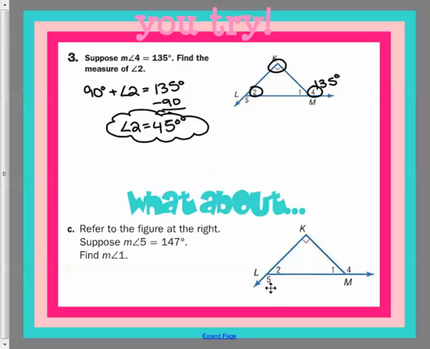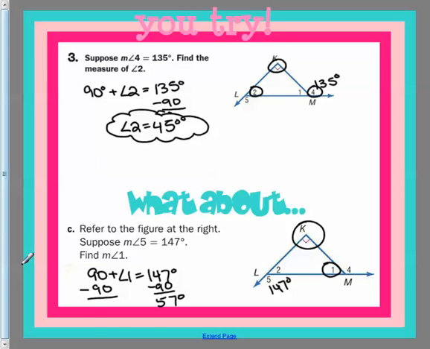Okay, so you know angle 5 is 147 degrees. You know that angle K with angle 1 gives you that 147 degrees. So 90 degrees plus angle 1 equals 147 degrees. Take 90 away from both sides, and you're left with 57 degrees.